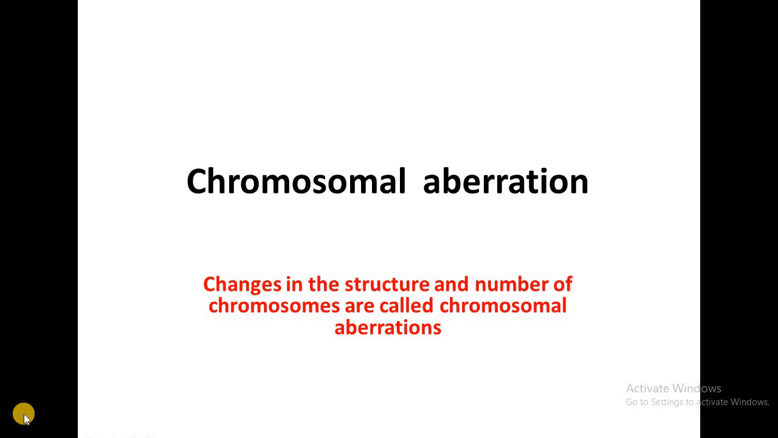Unit 4.4, that is chromosomal aberrations. The meaning of chromosomal aberration is nothing but the changes in the structure and the number of the chromosomes, which are called chromosomal aberrations.